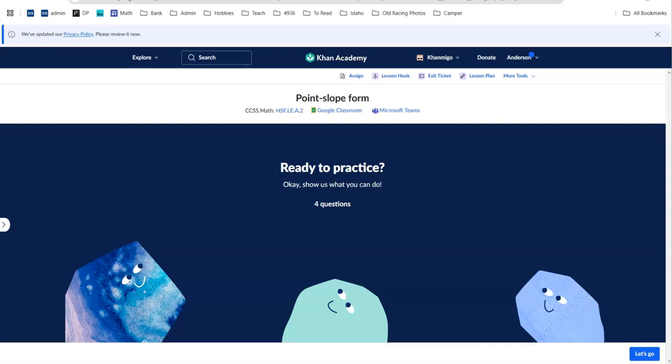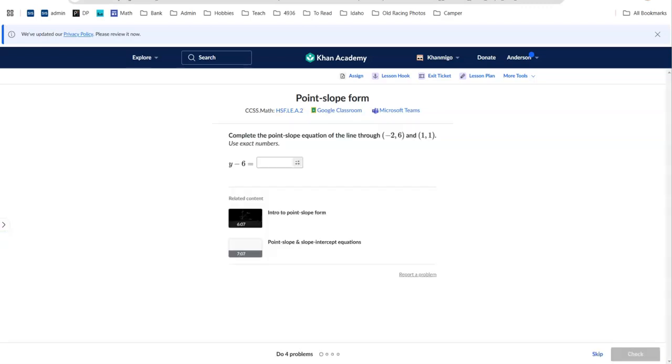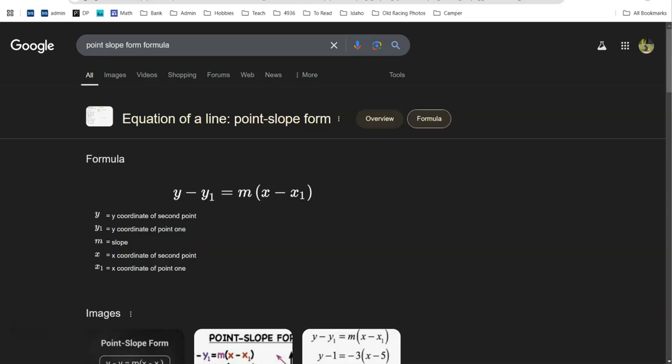All right, point slope form. Okay, so complete the point slope equation of the line -2, 6 and 1, 1. So to do this, we need a formula that I will show you right here.